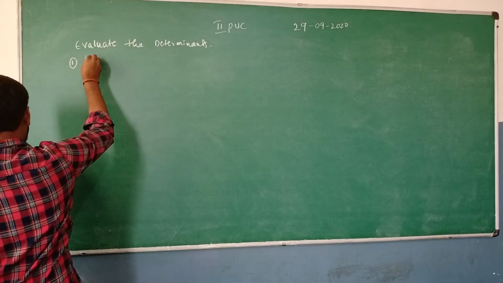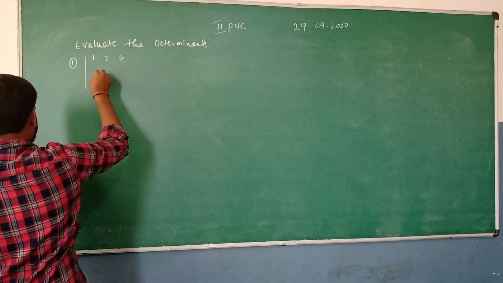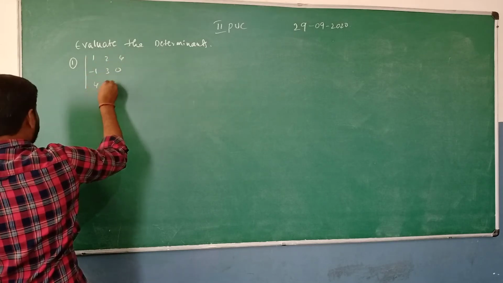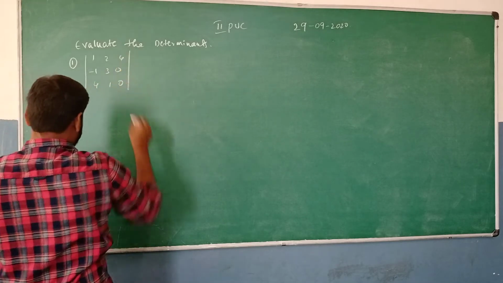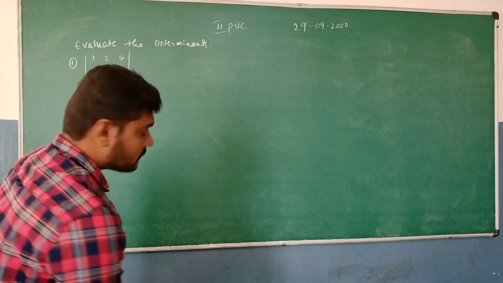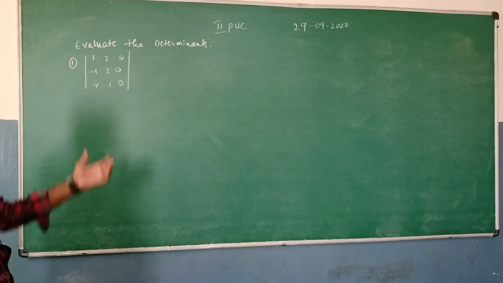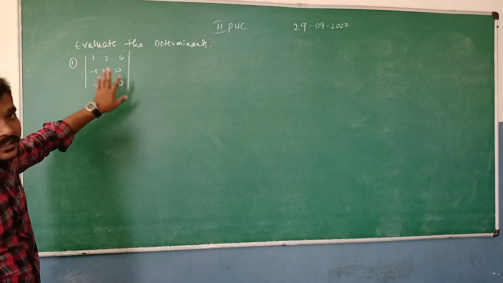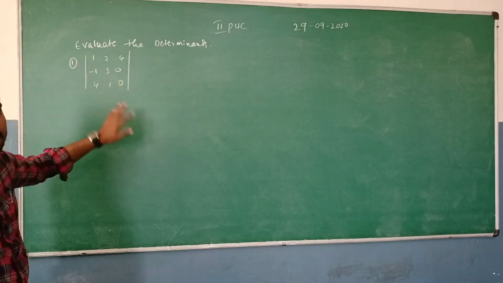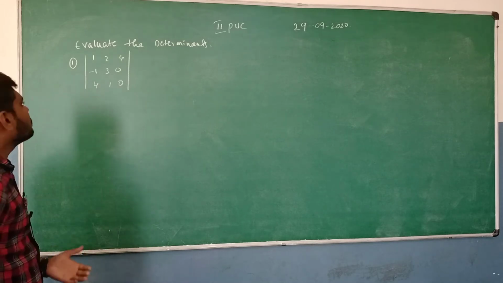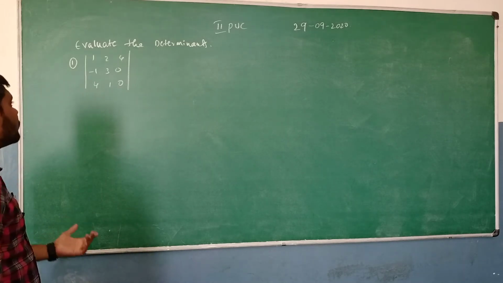So the given matrix is 1, 2, 4, minus 1, 3, 0, 4, 1, 0. So we need to solve this one. They have given the matrix of order 3 cross 3. The matrix is given in determinant form only, so we can expand directly through the given matrix. So here the elements are 1, 2, 4, minus 1, 3, 0, 4, 1, 0.